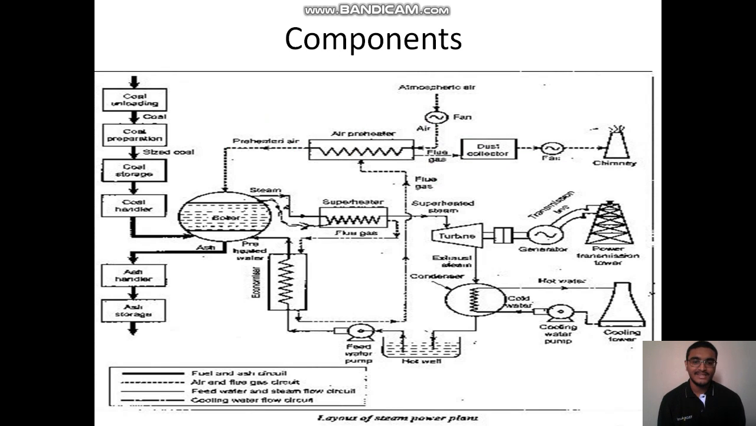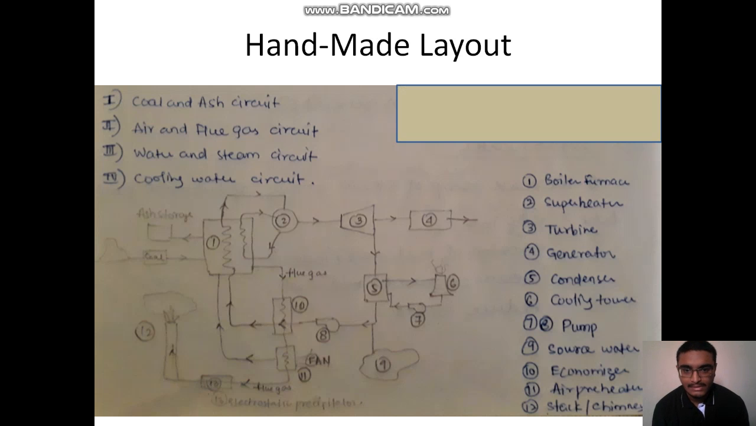So here you see the components of the steam power plant. This diagram looks a little complicated. Now let me make a simpler diagram for you and I will explain the whole cycle with the help of the diagram. Now this is the diagram. Let's begin.